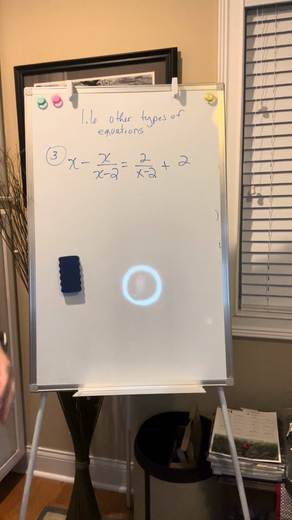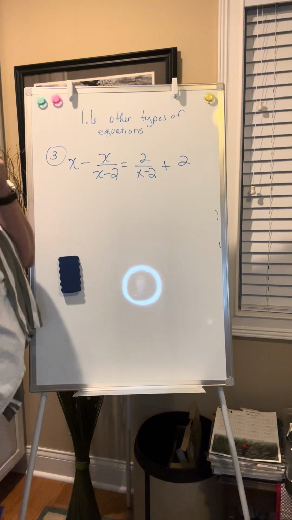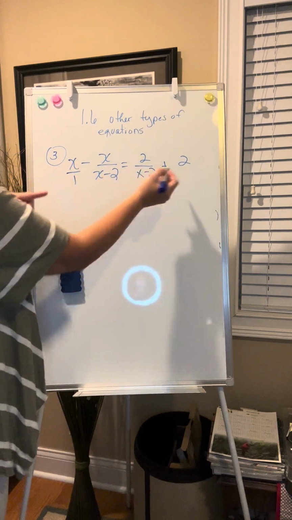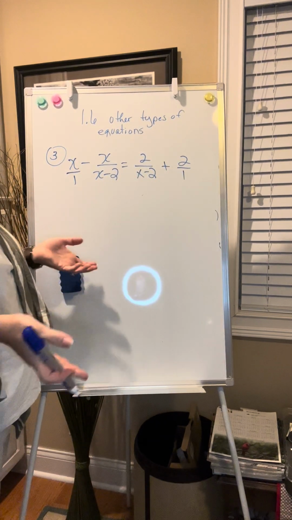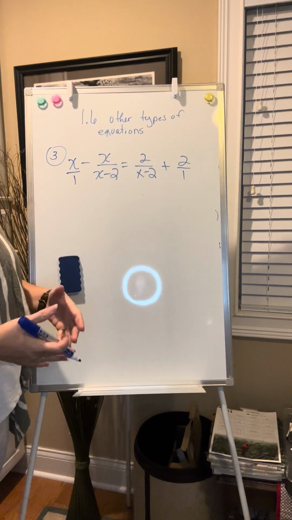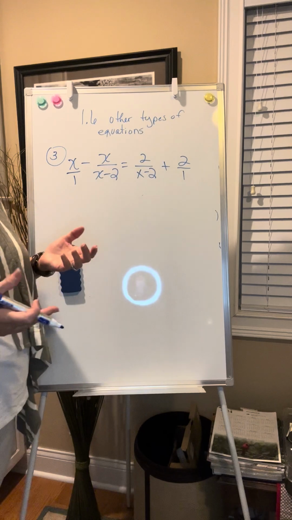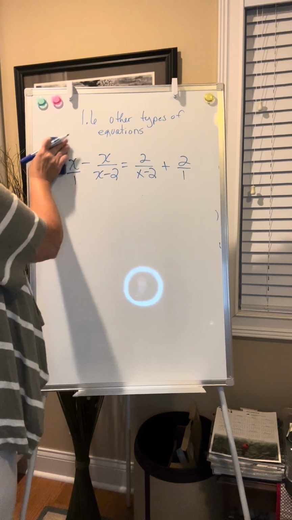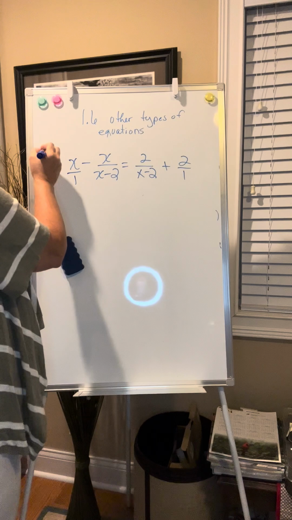All right, so again with these fractions, we want to think of this as being over 1 and this as being over 1. So there's really only one type of denominator, this x minus 2, and it's repeated here. So it's the same denominator, and that will be our LCD. That's the one type of denominator, so that is the LCD.